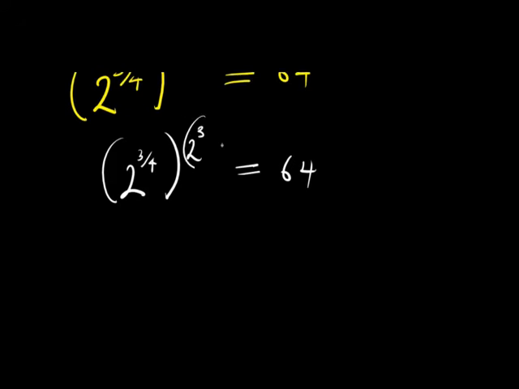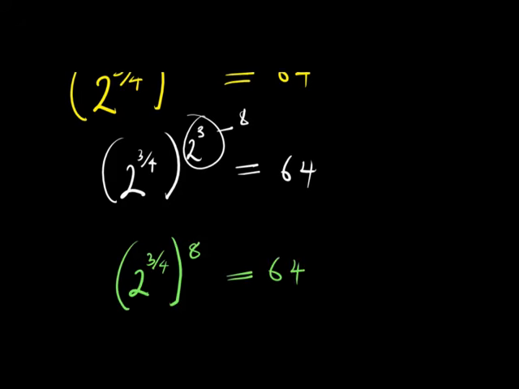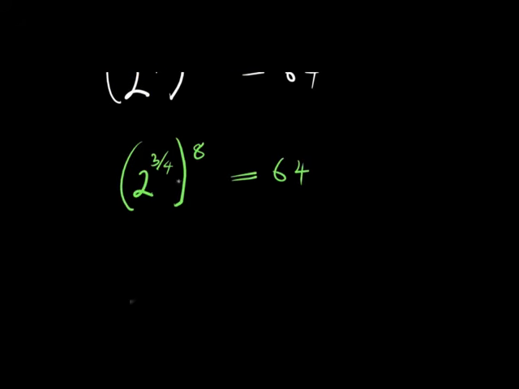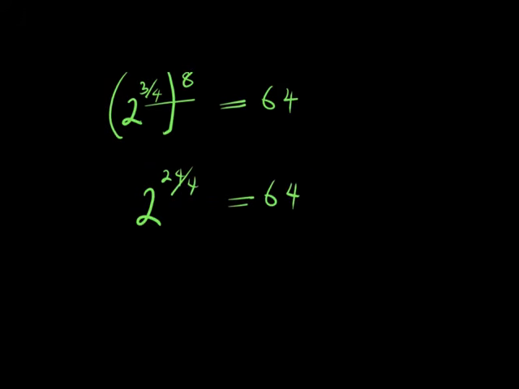Remember, 2 to the power of 3 is 8. So what I'm going to have is 2 to the power of 3 divided by 4 raised to the power of 8, and this equals 64. So we multiply this out again. 8 times 3, that is 24, of 2 to the power of 24 divided by 4 equals 64. And 24 divided by 4 is 6. Of 2 to the power of 6 equals 64.